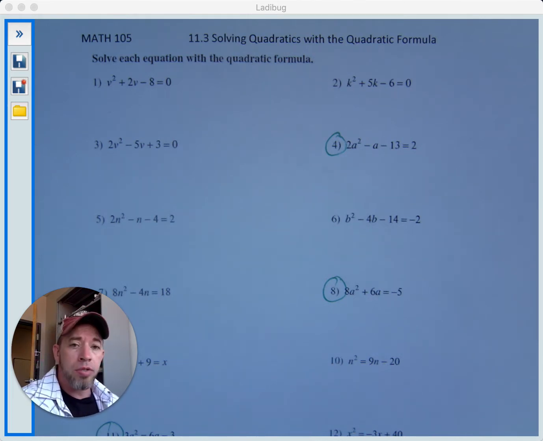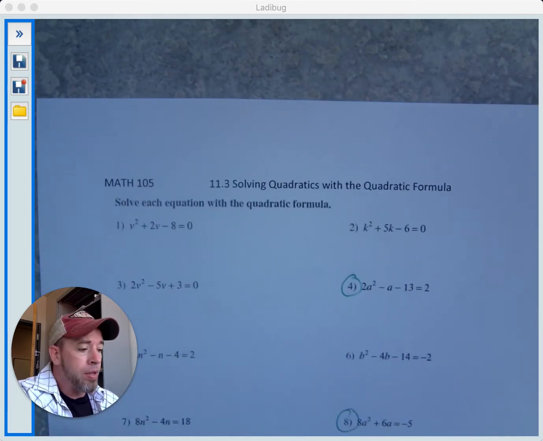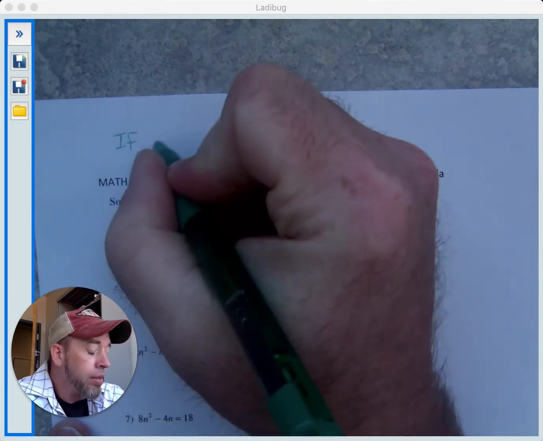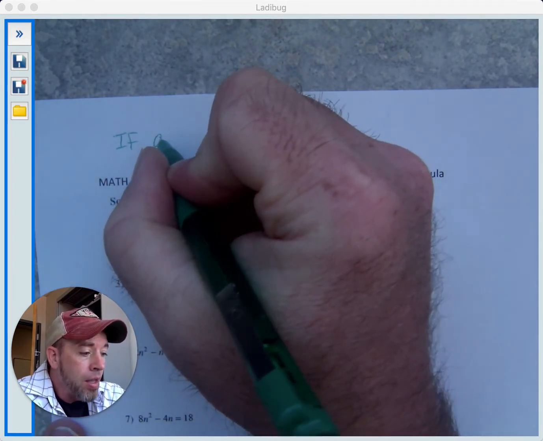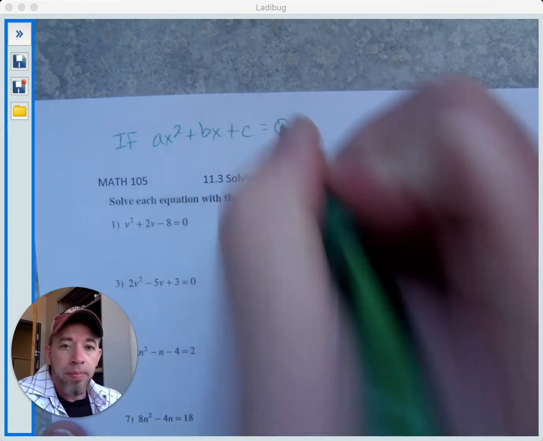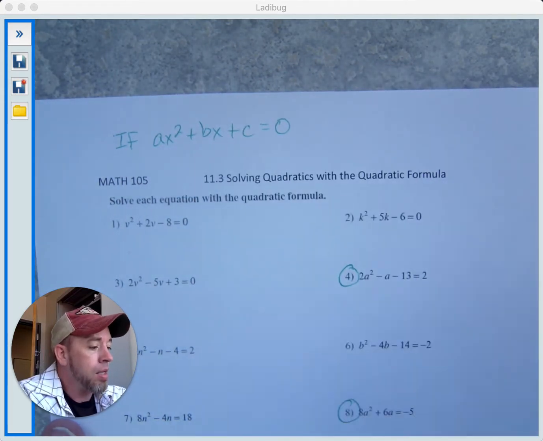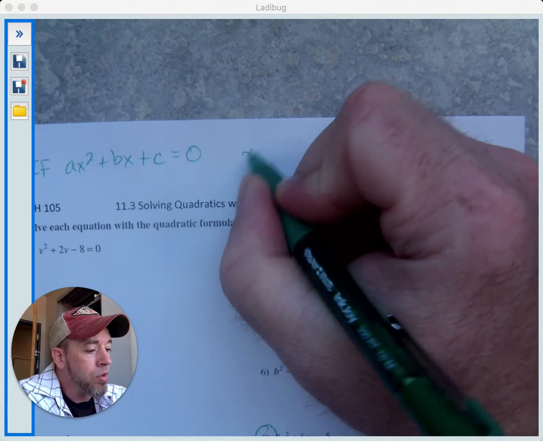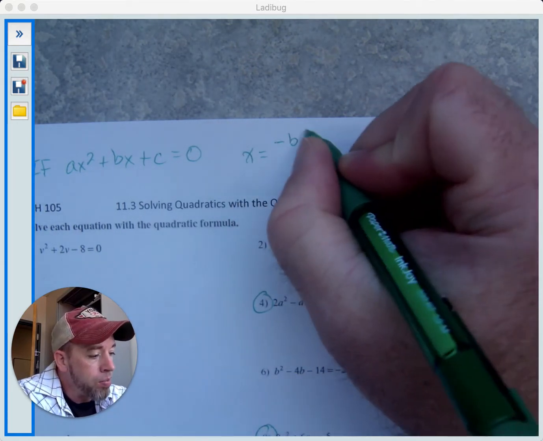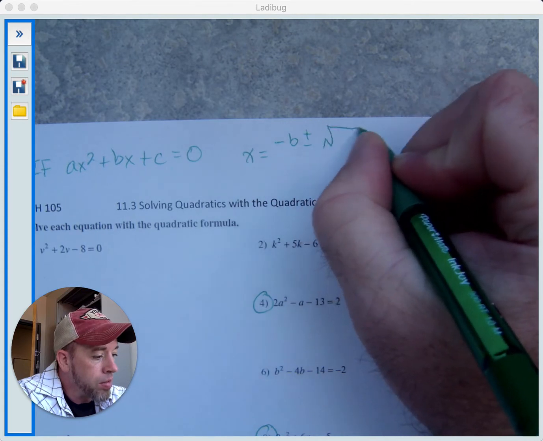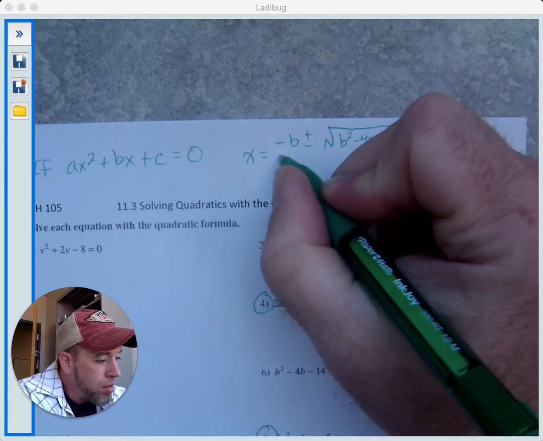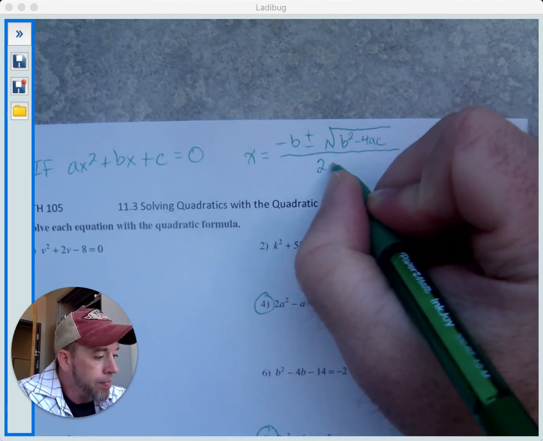Just to remind you, the quadratic formula, maybe I'll write it up here, basically tells us if you have a quadratic equation in the form ax squared plus bx plus c equals 0, then you can solve for x with negative b plus or minus the square root of b squared minus 4ac, all over 2a.